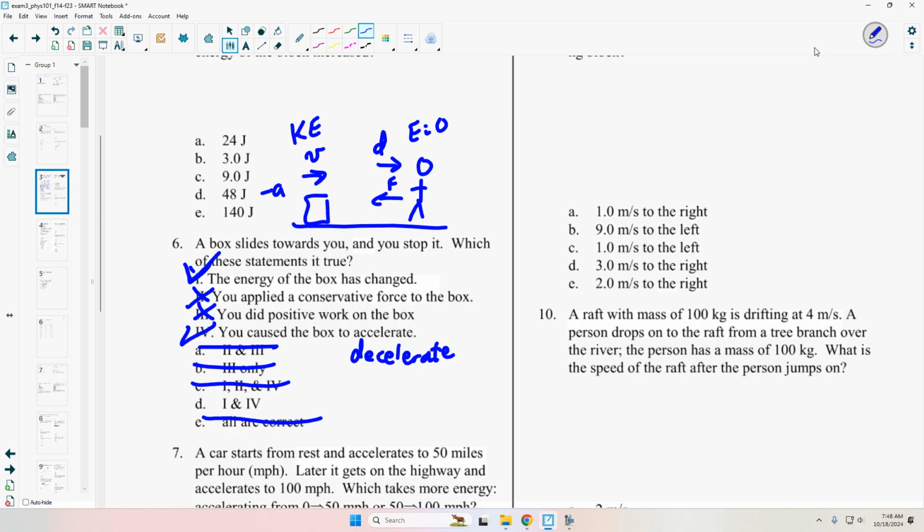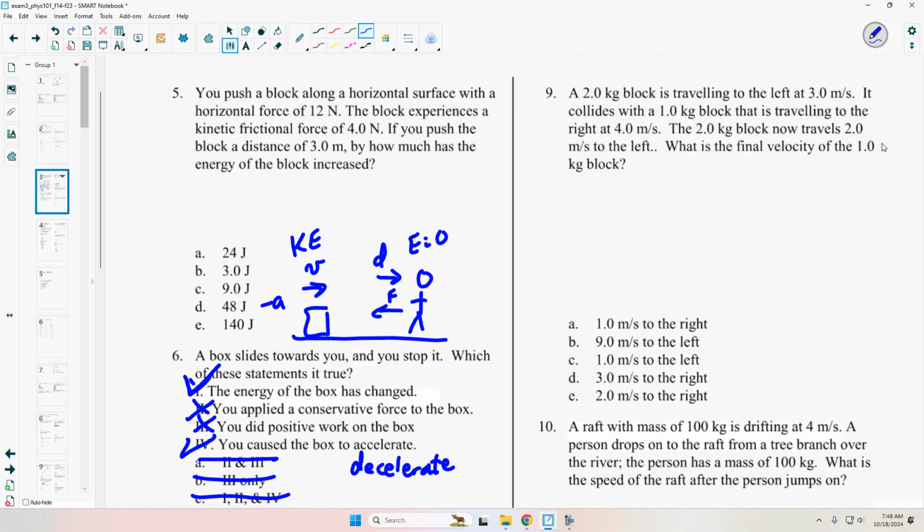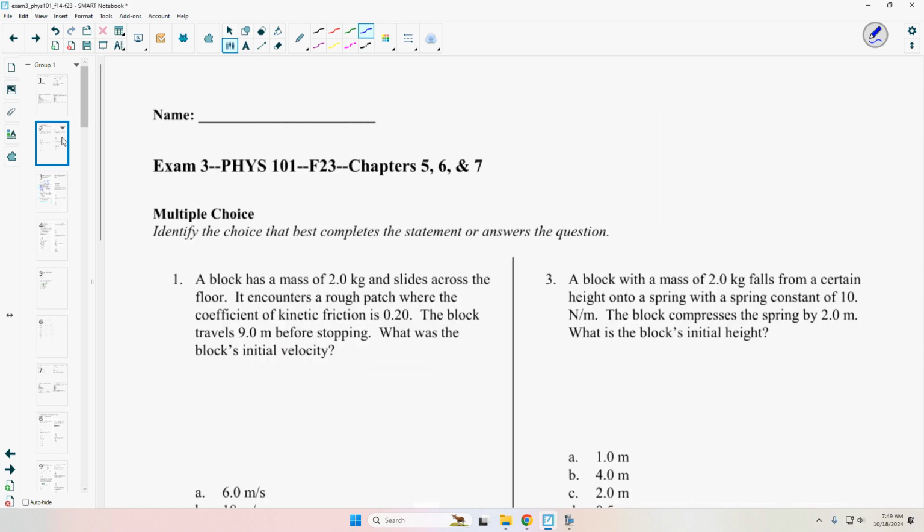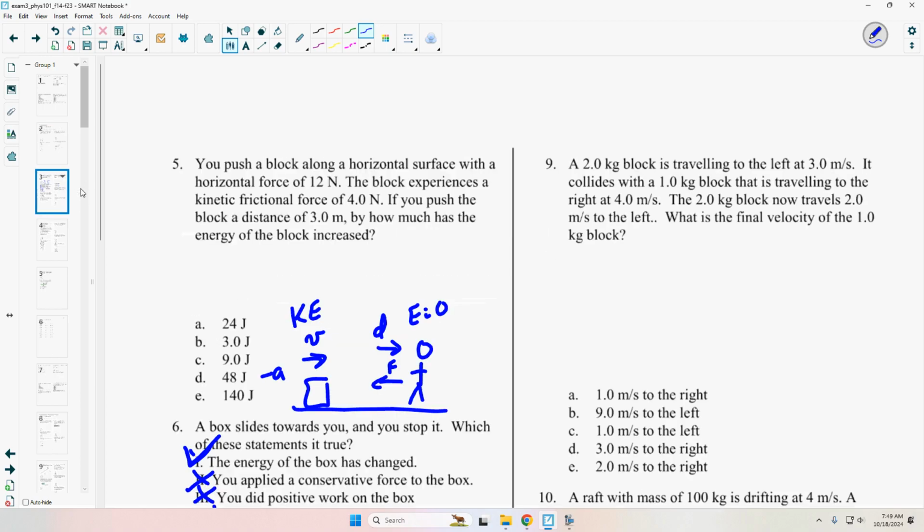Another question somebody asked about on that same exam is number 9. This is fall 23. Yeah, that's the next chapter. So this number 9 is chapter 6. They were confused about the equation. That's why we're going to get that next. We'll just try that today, actually, on momentum.